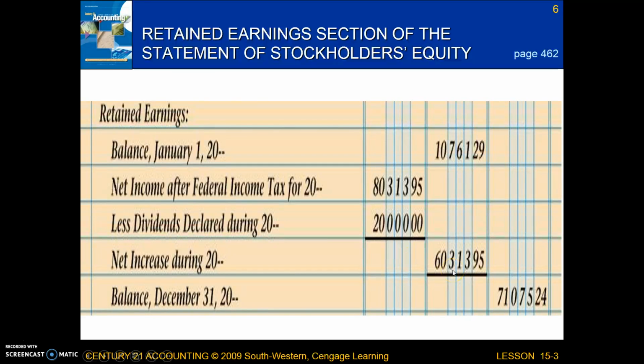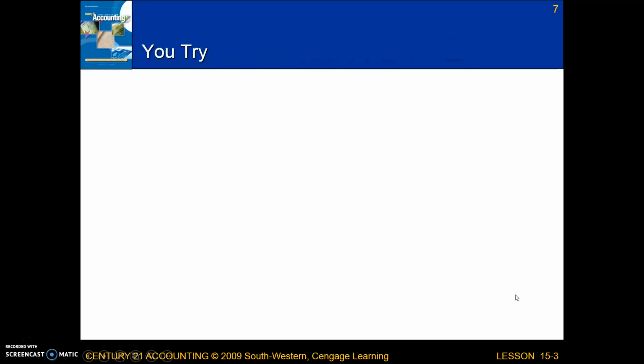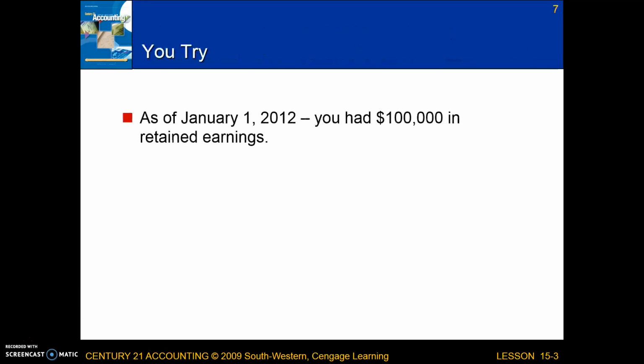So our net increase was the $60,000 number here. So then we have to figure out what is our balance at the end of the year. So we take what we started with plus or minus whatever we increased or decreased, and then that gets us our ending balance. All right, so you go ahead and try this now.